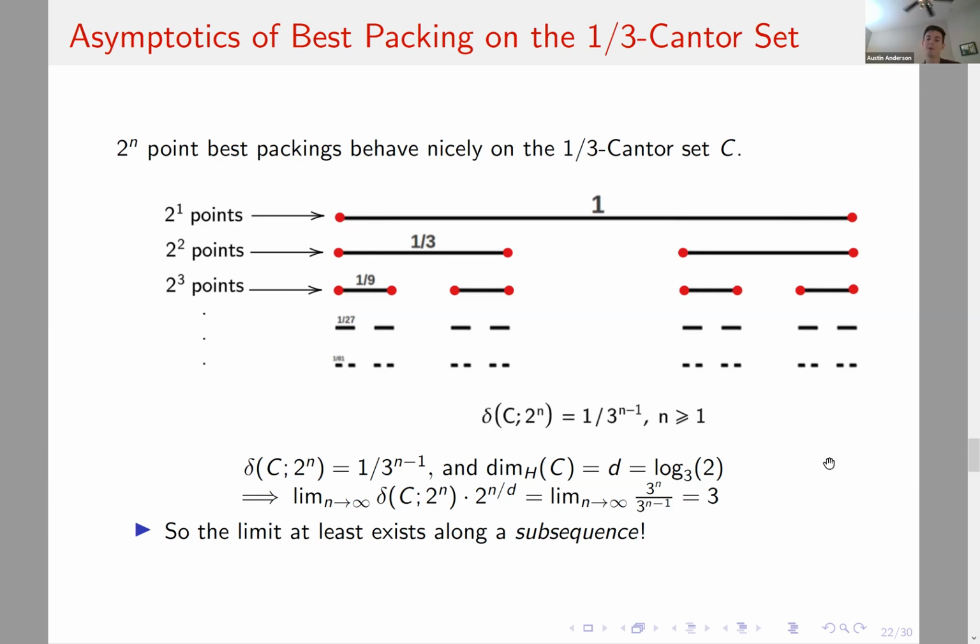So from this, we find that the best packing of 2 to the n points on the Cantor set can be explicitly found, and it is 1 over 3 to the n minus 1 when n is greater than or equal to 1. And because we know the Hausdorff dimension of the Cantor set is log base 3 of 2, the calculation of the asymptote reveals, taking into account that 2 to the n raised to the 1 over d gives us 3 to the n, the limit converges and it's just equal to 3. So we get that the limit at least exists along a subsequence.